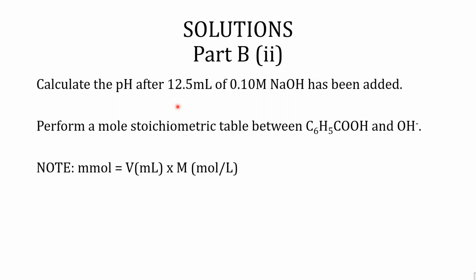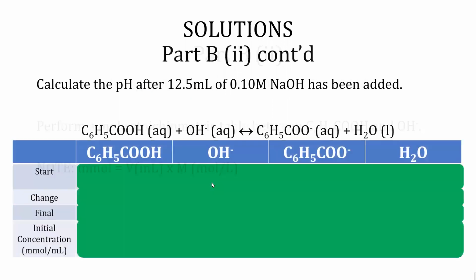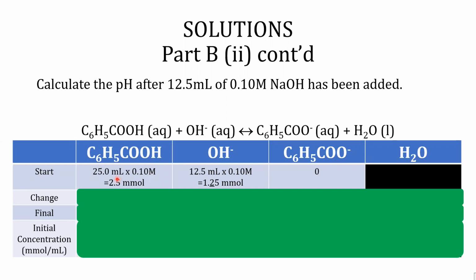The second problem is to calculate pH after 12.5 mL of 0.10 M NaOH has been added. Note, mmol equals volume in milliliters times molarity in units of moles per liter. The construction of an mmol stoichiometric table is performed. The mmol of C6H5COOH is found by taking 0.10 molar times 25 mL equals 2.5 millimoles. The mmol of OH minus is found by taking 0.10 molar times 12.5 mL equals 1.25 millimoles.